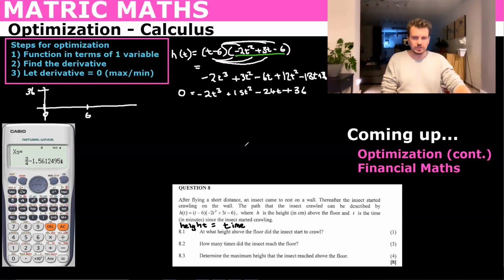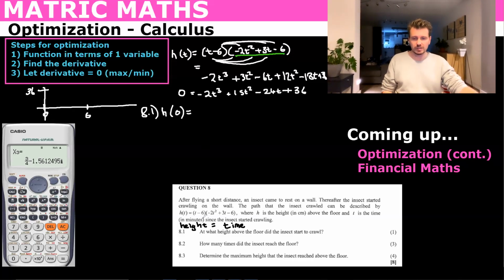Now, the first question says, at what height does the insect start to crawl? Okay, so here's where you need to think logically. When does the insect start to crawl? Well, it starts to crawl at the beginning, which is when time is 0. So all we need to do is we just need to say h of 0 equals.